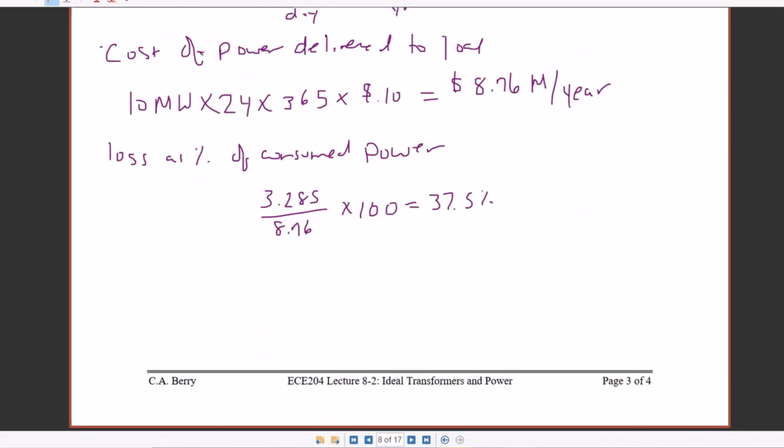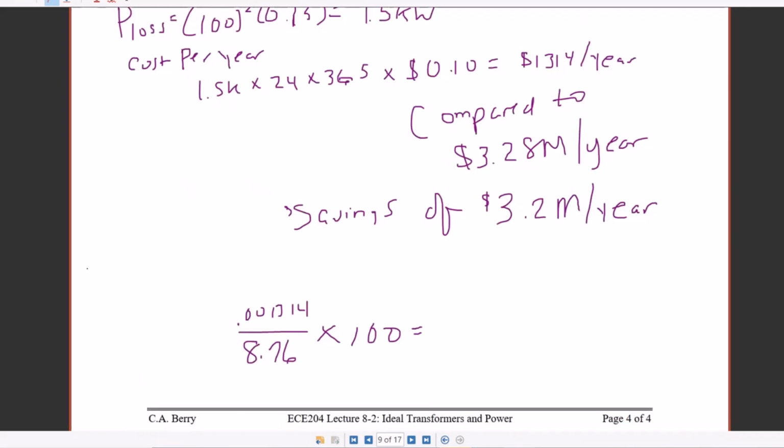So this is now percentage of power loss, loss as percentage of consumed power. I got 0.015%. 0.015%, very good. Also percentage of consumed power. Now here's my question. Make sure that I converted that 1314 into millions correctly. You did. Okay, thank you.